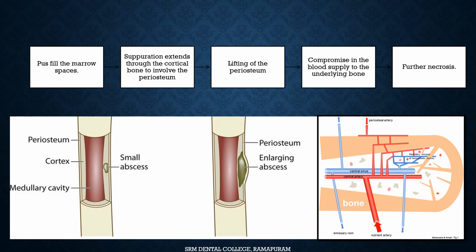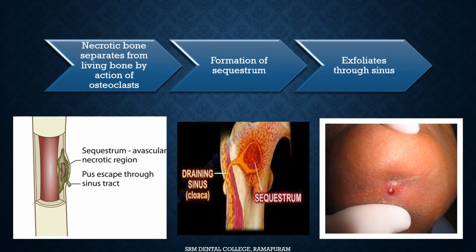As more and more inflammatory exudate is produced, this inflammatory exudate or pus begins to fill the marrow spaces, and from the marrow this pus begins to extend to involve the cortical bone. Once it reaches the cortical bone, it then involves the periosteum. This inflammatory exudate or pus causes lifting of the periosteum, which further compromises the blood supply to the bone, resulting in further necrosis. At this stage, osteoclasts come into play and they try to remove this necrotic bone from the surrounding viable bone.